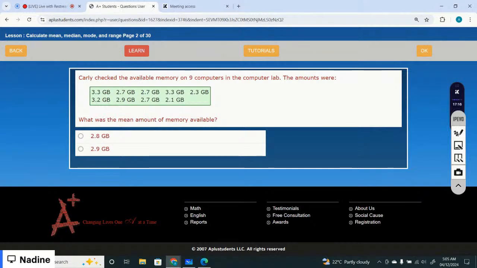Carly checked the available memory on 9 computers in the computer lab. The amounts were given. What was the mean amount of memory available? Mean means the number that appears the most of the time in the given data. So, which is the correct option?